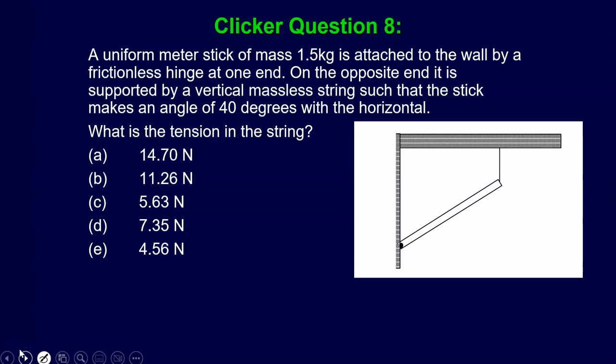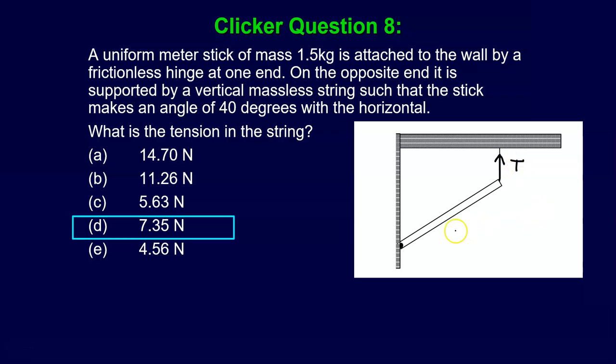Start out, write out your free body diagram and then use our equations for static equilibrium to see what you can do there. Hopefully you did that, and when I did that, I got the answer of 7.35. Let's go through and do this. For my free body diagram on this meter stick, there's the tension in the string over here. There's going to be mg, the mass of the stick, right there at its center.